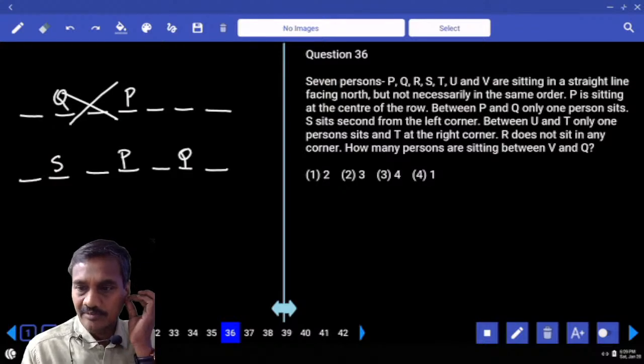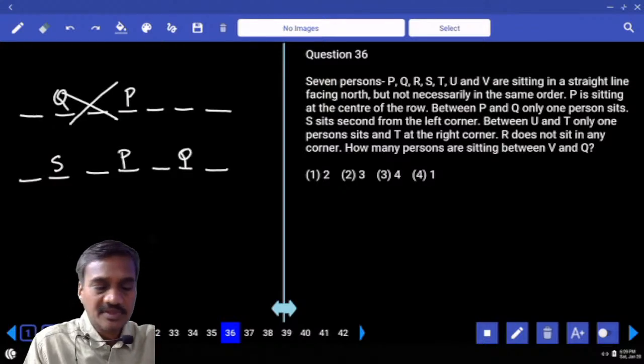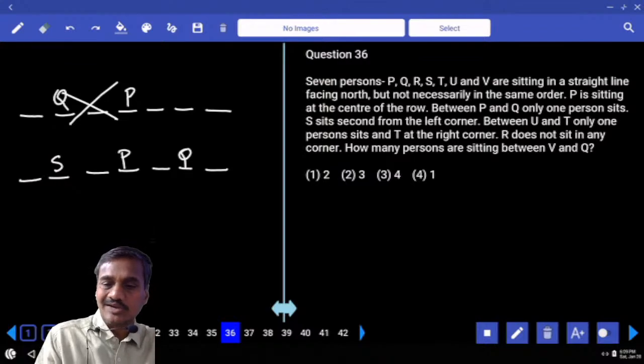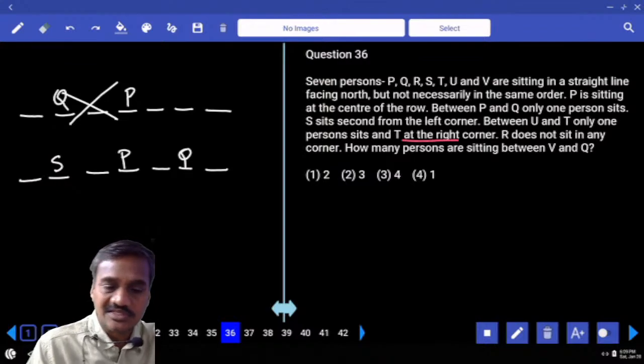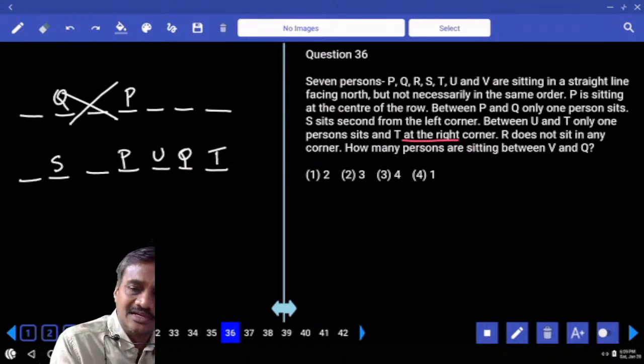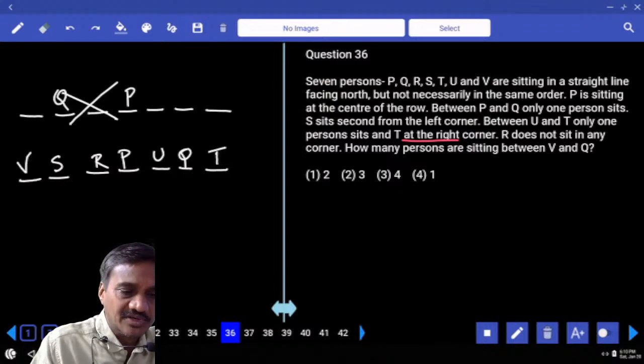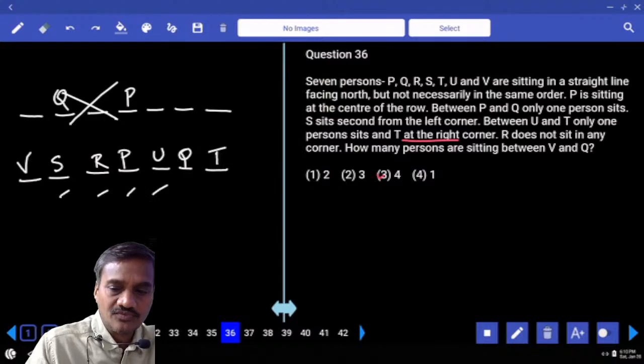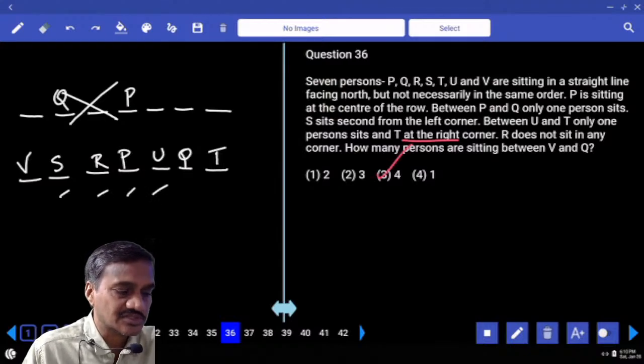Then, between U and T there must be exactly one person. And T sits at the right corner. T is here, U is here. R does not sit at any end, hence R is here. Then who is the person left over here? V is the person left. How many are in between V and Q? 1, 2, 3, 4. 4, that is choice 3, question number 36.